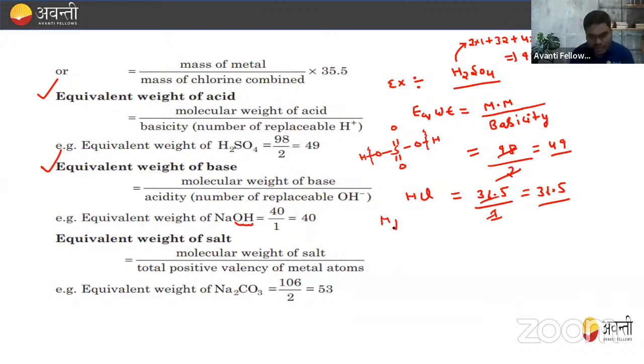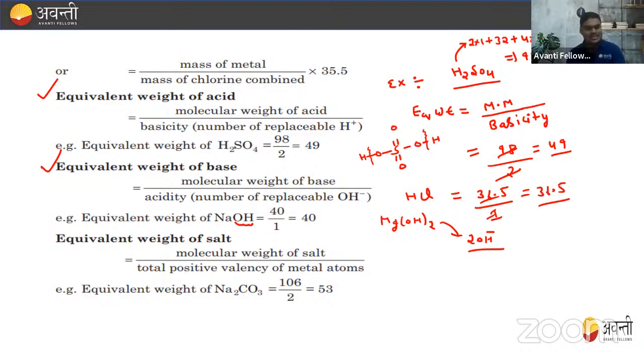Similar in case of Mg(OH)2 beta. In case of Mg(OH)2, we have 2 OH negative ions, right? So we have 2 replaceable OH ions. So just divide the molecular mass by 2. Here the acidity comes out to be 2. So this is how we can calculate the equivalent weight of a base as well.